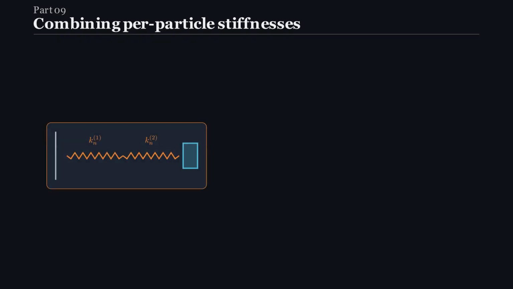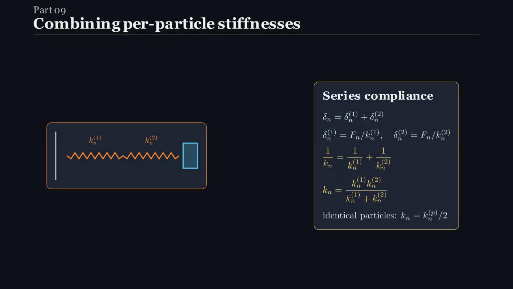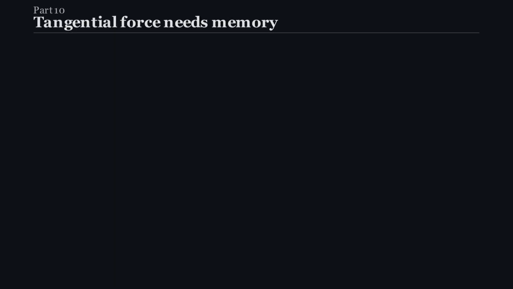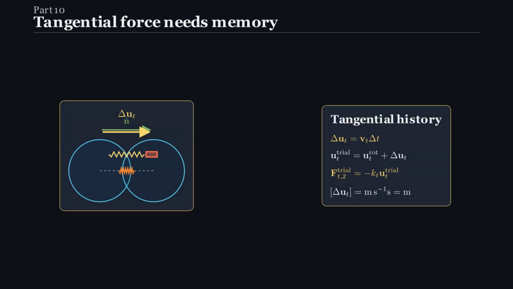If each particle contributes compliance at the contact, those compliances act in series. The same contact force passes through both contributions and their displacements add. Therefore inverse stiffnesses add. For two identical per-particle stiffnesses, the effective contact stiffness is 1/2 of the per-particle value. The normal force depends on the current overlap.